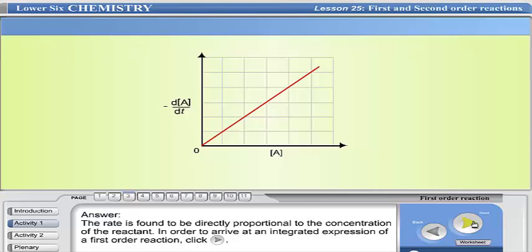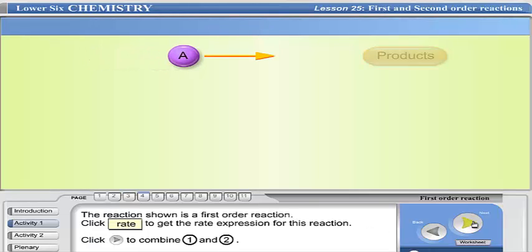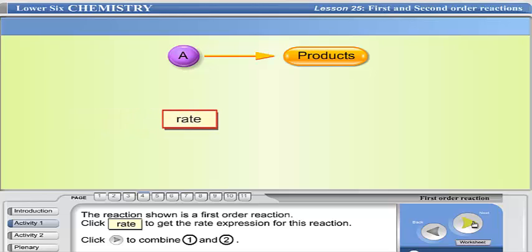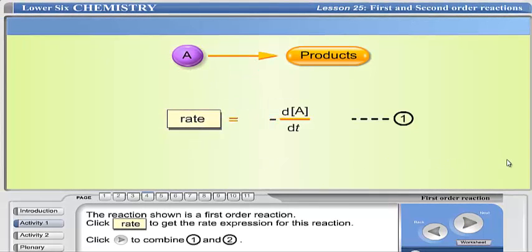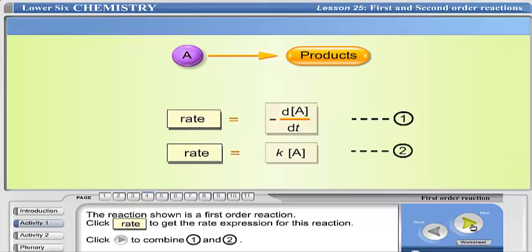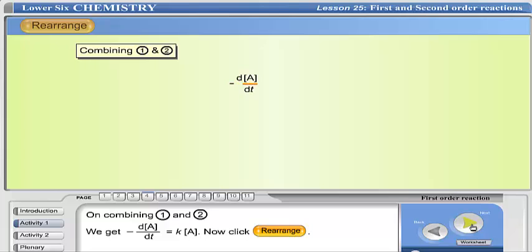In order to arrive at an integrated expression of a first-order reaction, click Next. The reaction shown is a first-order reaction. Click Rate to get the rate expression for this reaction. Click Next to combine Equation 1 and Equation 2. On combining Equation 1 and Equation 2, we get minus d[A]/dt equals k[A]. Now, click Rearrange.